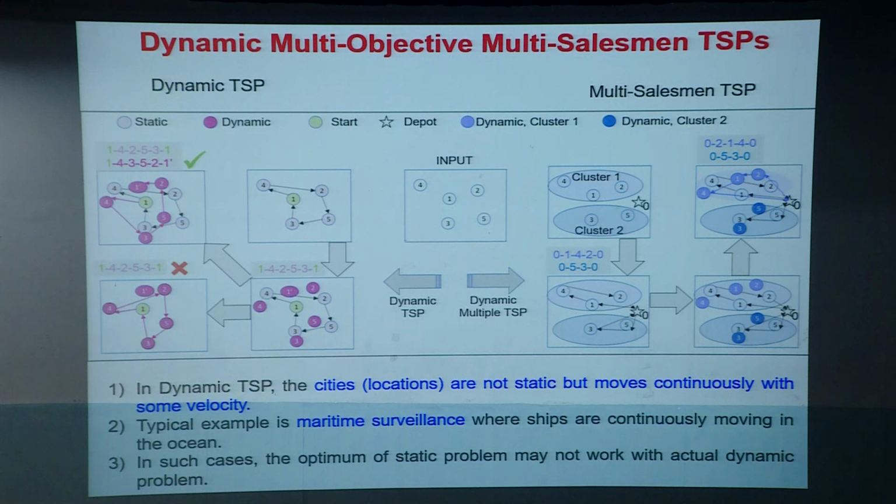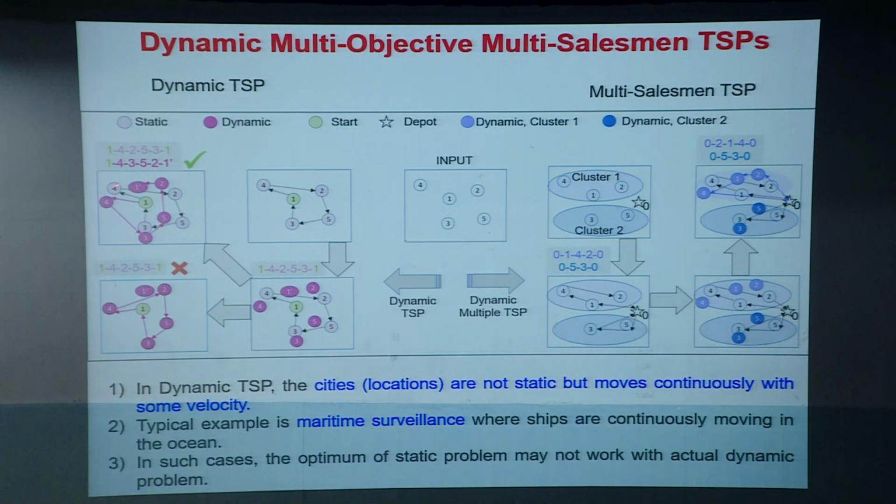Then we have extended this idea of the multi-objective traveling salesman problem to a dynamic problem. So dynamic problems are the problems in which even the locations are varying with time. They are not fixed, they are varying. So unlike the customers which are present at one location, now the customer is also moving.